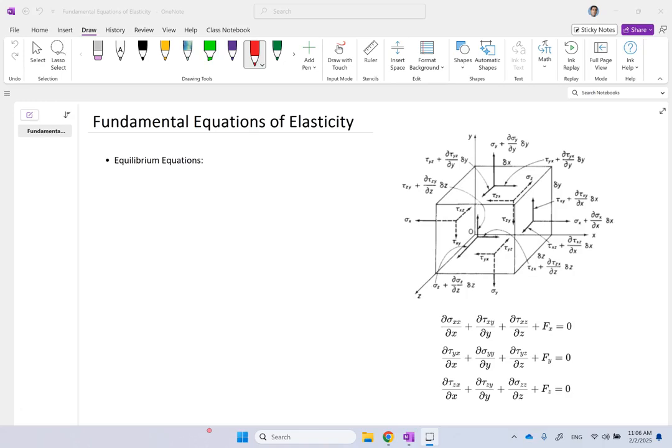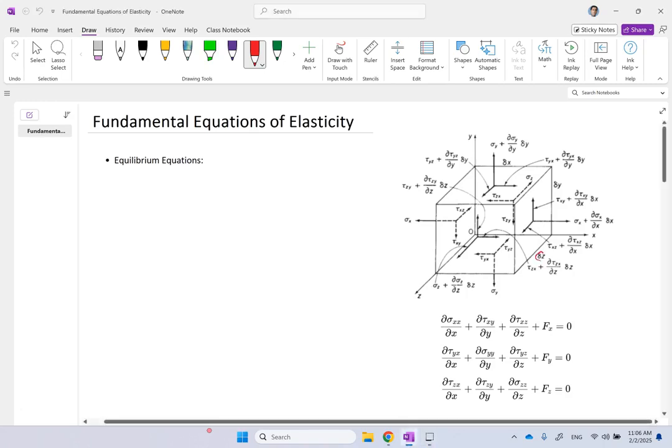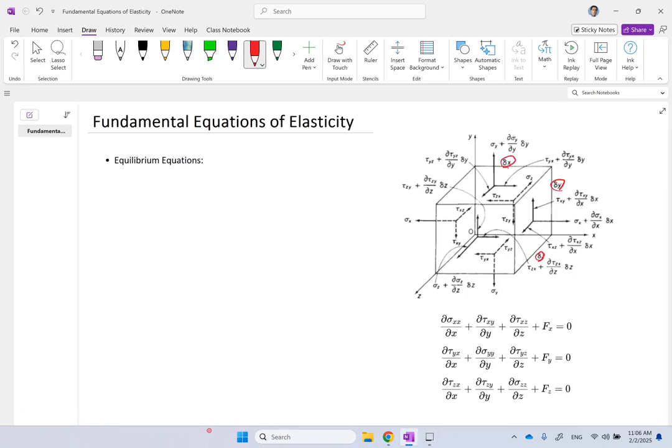It has dimensions dx, dy, and dz. So it's a very, very small element inside the material. And this element is, of course, a cube. So as you can see, it has 6 faces. On each one of these faces, there are 3 stress components. Normal to that face, you have the normal stress. And then tangent to that face, there are 2 components, each one in a different direction.